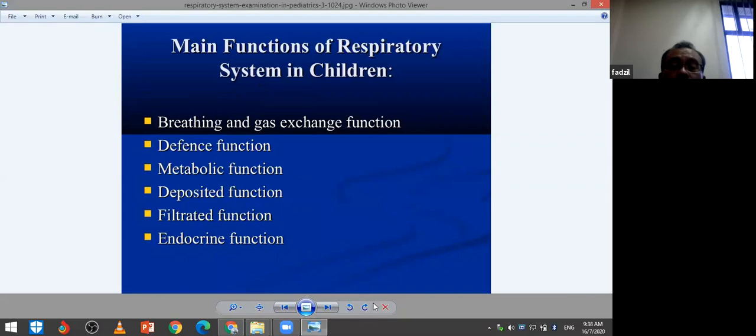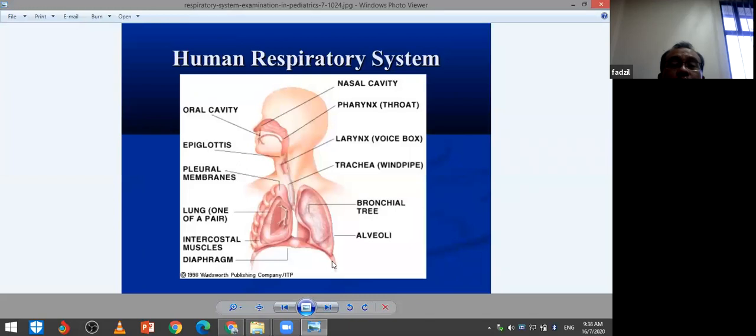But we're not going to go into the system. That one you'll learn later, during your E1 and E2. Today we're going to understand how to do the respiratory examination in a comprehensive way. The respiratory system is from the nasal cavity until the diaphragm. Sometimes some people include the ears also. Ears can be part of the respiratory system in certain situations. So: oral cavity, nasal cavity, pharynx, larynx, trachea, bronchial tree, alveoli, lung.